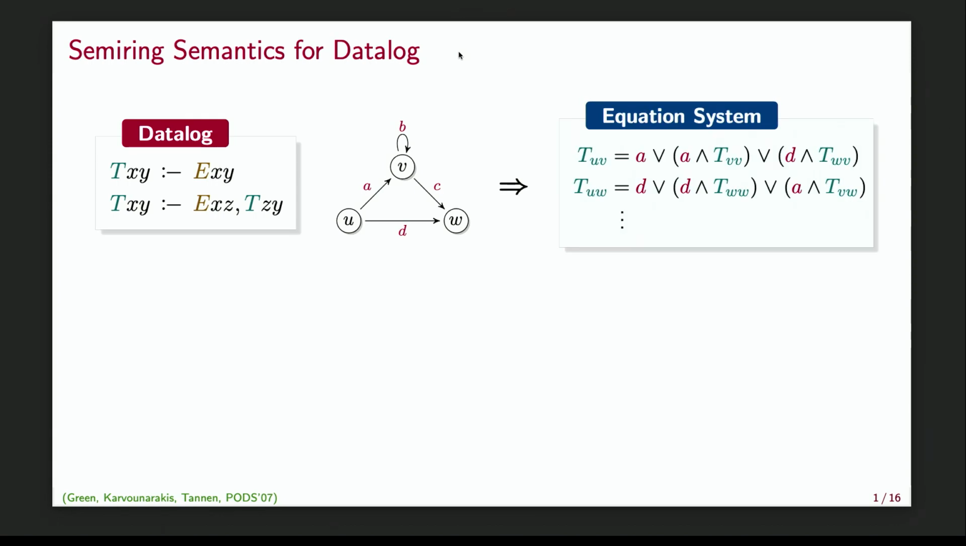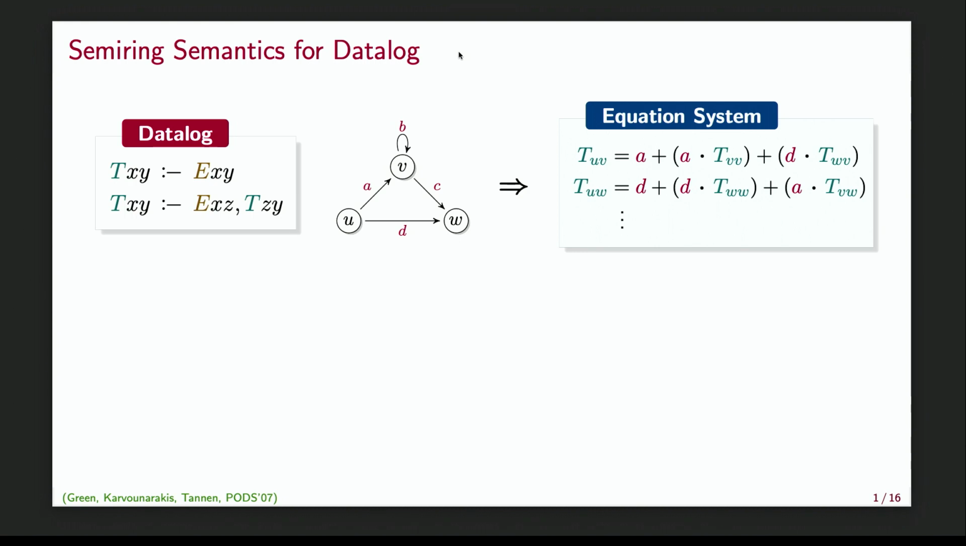So basically, for every candidate tuple that we have, like, for example, UW, we write down an equation when this tuple will be in the relation T. So either we use the first rule, then we need a direct edge D, or we use the second rule, then we have two options in this graph, either using edge D or edge A, and then relying on another tuple of the relation. And to switch to Semiring semantics now is very easy. We just replace the operations by Semiring operations, and we are done, basically.